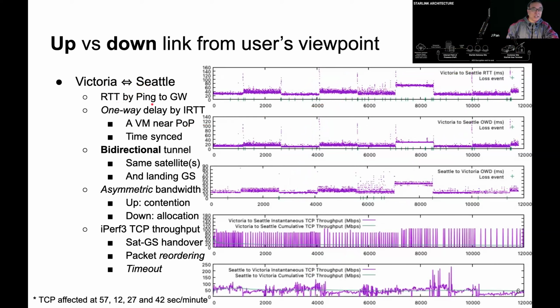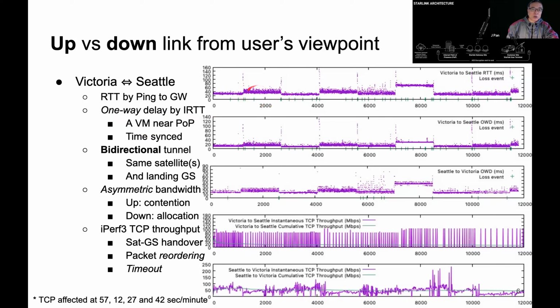We can do ping to the gateway to get a measured round trip time. But we can also deploy a virtual machine very close to the Seattle POP. In this case, we also time synchronize the virtual machine between these two devices, so we can do one-way delay measurement. And what do we find? For example, this is the round trip, and this is the one-way delay.